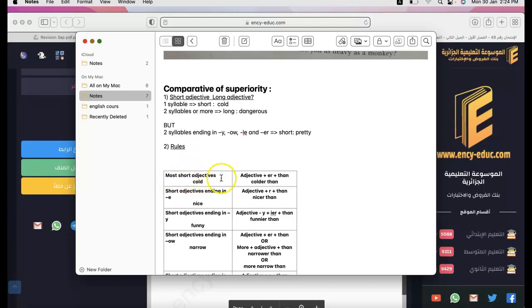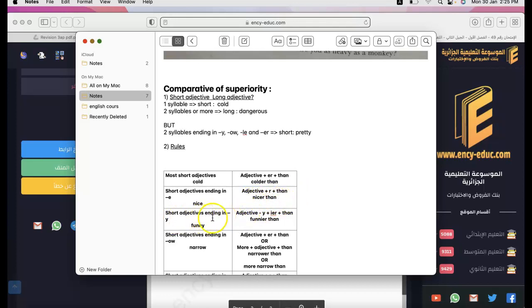Most short adjectives, like cold, for most of them we use the adjective plus er plus than. And in this case, cold plus er will be colder plus than, and we have colder than. For short adjectives ending in e, like nice, we use the adjective plus r plus than. In this example, nice becomes nicer than.